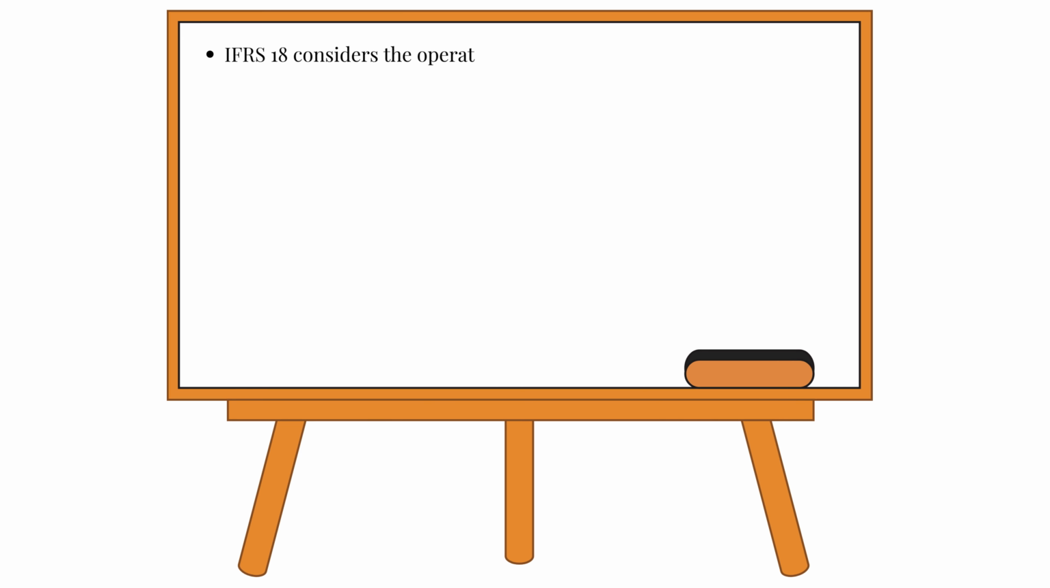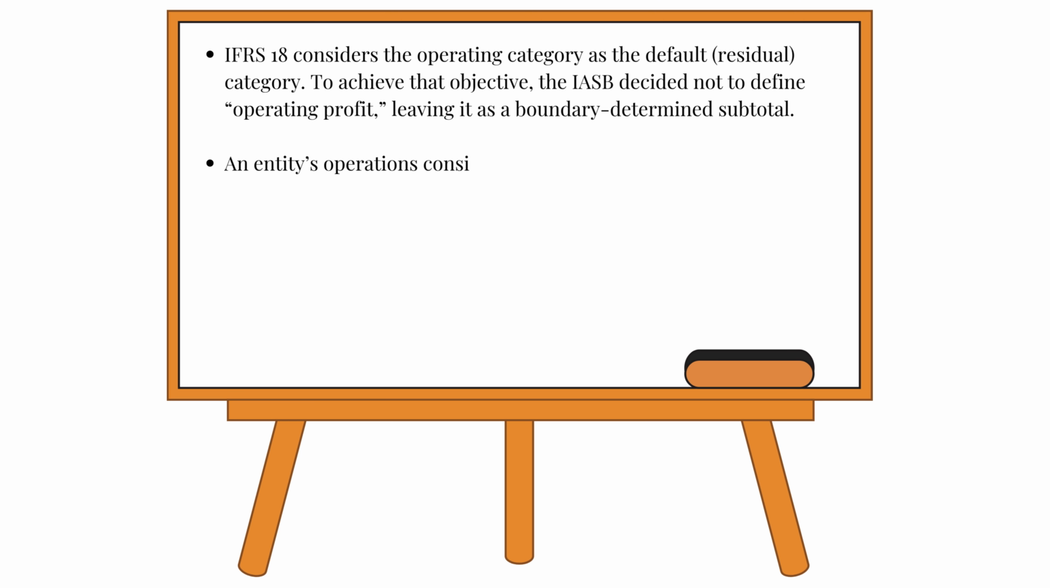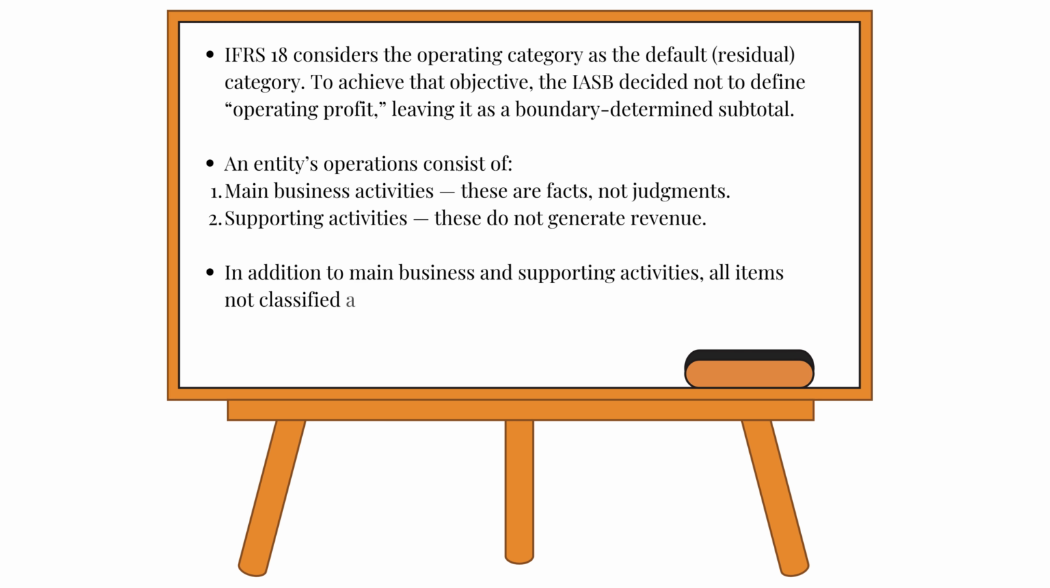IFRS 18 considers the operating category as the default category. To achieve that objective, the IASB decided not to define operating profit, leaving it as a boundary-determined subtotal. Usually, an entity's operations consist of main business activities and supporting activities, which do not generate revenue. In addition to main business and supporting activities, all items not classified as investing or financing at period end must be reported in the operating category.